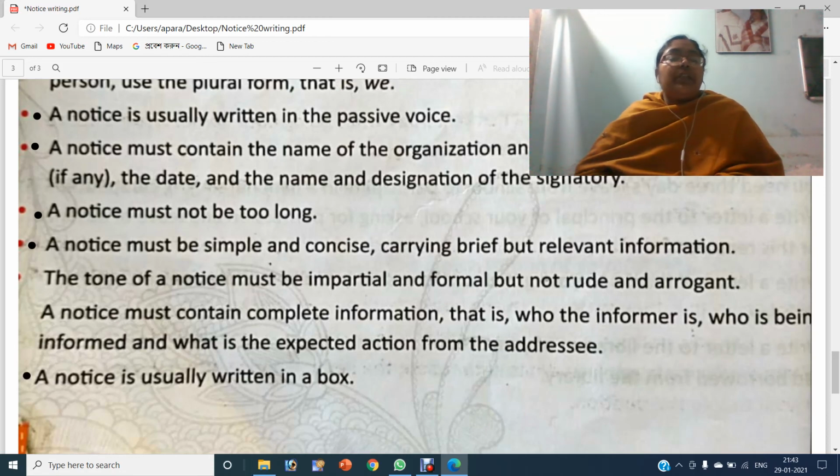A notice is usually written within a box. This I said when I started my explanation. Many of you have sent me notices beforehand without a box. I told you all that if you write your notice without a box, your marks might be reduced. So please be careful, children. This is a very important rule that a notice is usually written within a box.